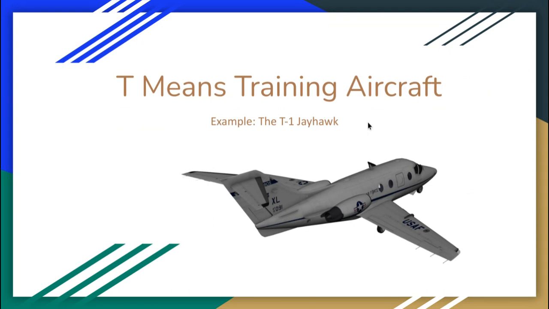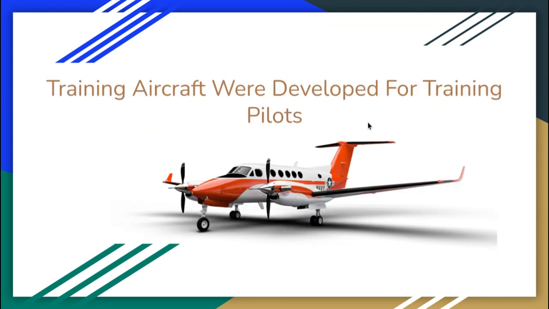T means training aircraft, and my example is the T-1 Jayhawk. Training aircraft were developed for training pilots. So basically a pilot would go through their training and these aircraft would be used to train them.